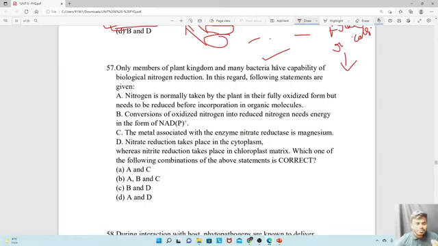Just pay some more attention. We will finish some more questions and then I'll stop. Question number 57. If you understand one option in this question, you can easily eliminate it. If you understand even one option, you can easily eliminate it.